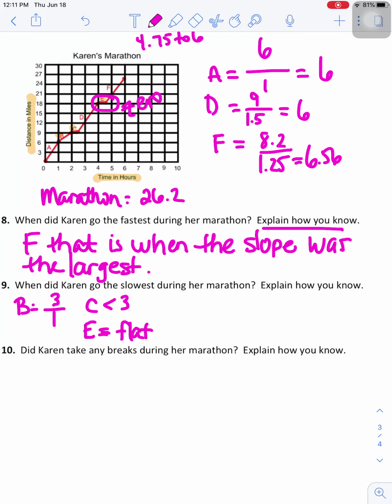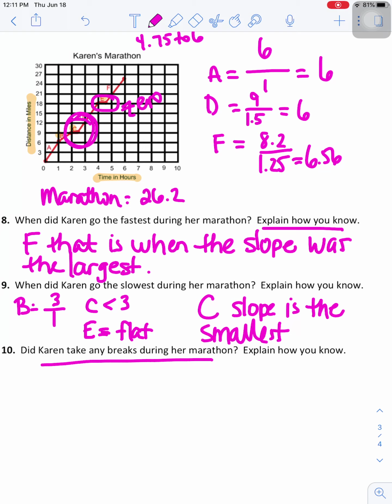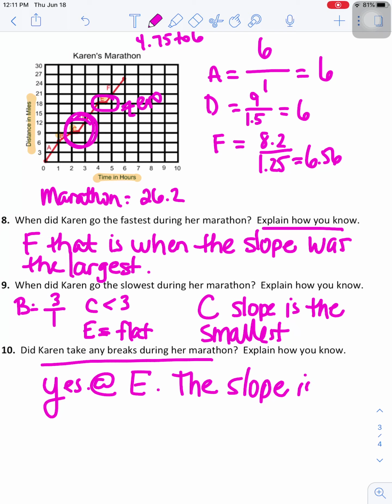So if we're being asked when she goes the slowest, we can clearly see it would be right at the C time. She's going a little bit, maybe she was just walking during that time, but that is definitely the shallowest. So there we would say slope is the smallest. And then for number 10, did Karen take any breaks during her marathon? Well, we just alluded to that. And she did at section E. The slope is 0 there.